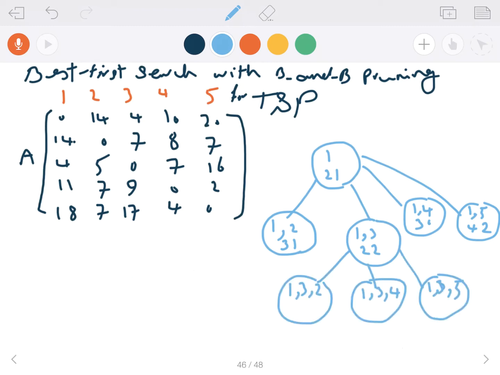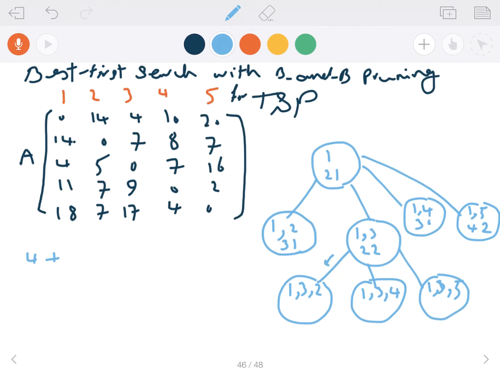We said that we are going to expand node 1, 3 because now it's the most promising one and the best one that we have so far. If we expand node 1, 3, we have three options: going from node 3 to node 2, or to node 4, or to node 5. We're going to see what the bound is for each one. So from node 1 to 3, the cost is equal to 4 based on the adjacency matrix. Then going from 3, we are taking this path.